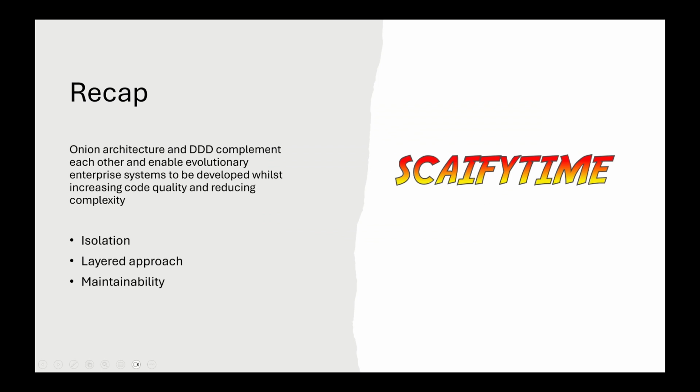As you can see, onion architecture and domain-driven design complement each other and enable evolutionary enterprise systems to be developed whilst increasing code quality and reducing complexity. Hopefully it's become clear why I chose it for my project, but here's a quick recap.